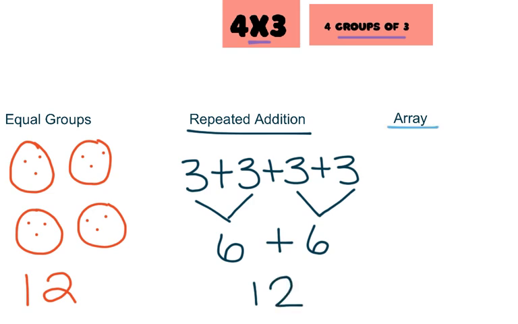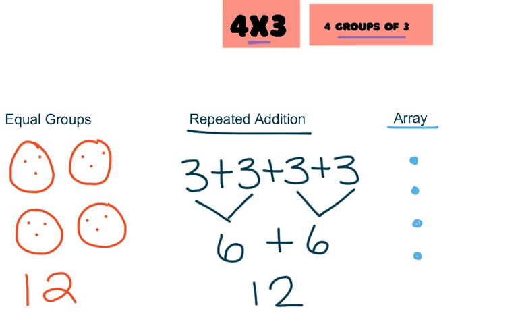I want to note that the array is not what you're going to see as part of the answers for the practice at the end of the video. However, an array means equal rows and equal columns, which is exactly what we are doing when we are talking about multiplication. Everything needs to be equal. No group should have more or less than another.